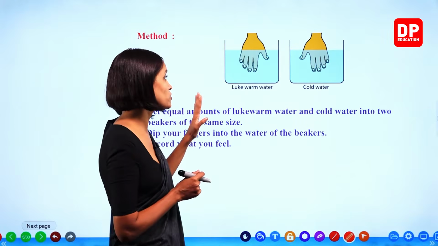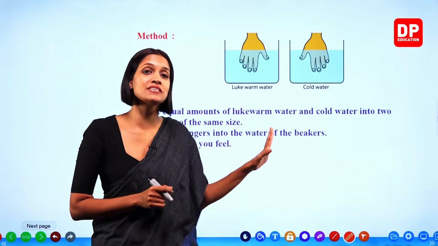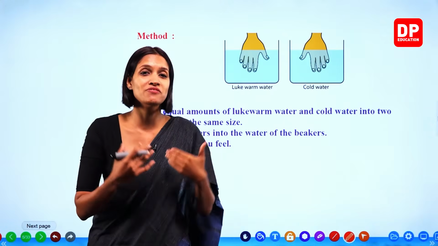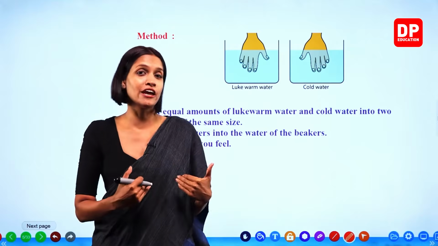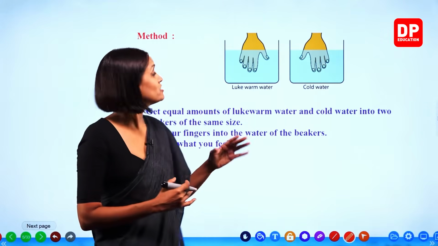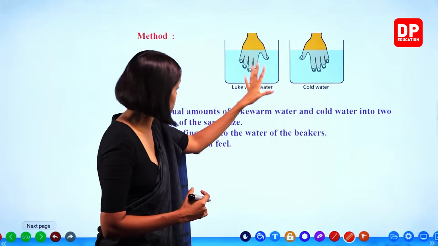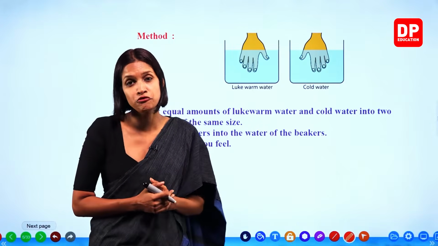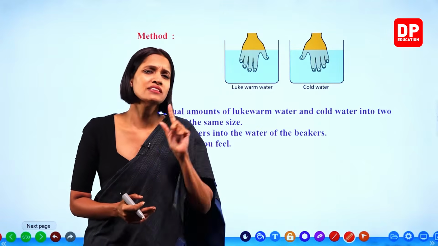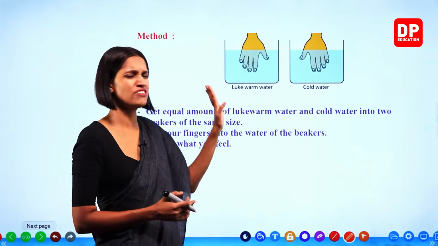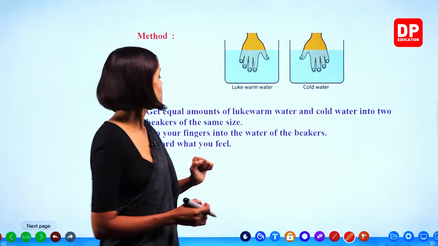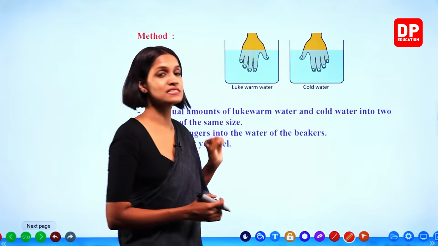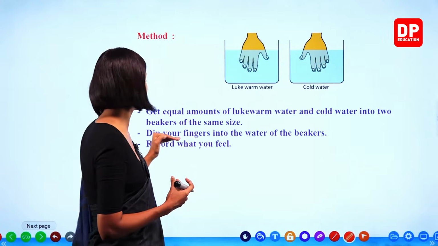Right now, I'm not going to do this activity. You have to do this activity at home. Even if I do this activity, you can't see any observation because that is something I can feel. The person who is doing this activity can feel this, can see the observations. Therefore, I'm not going to do it. This activity can be done by you all very easily at home. So dip your fingers into the water of the beakers. So then what happens? Record what you feel.